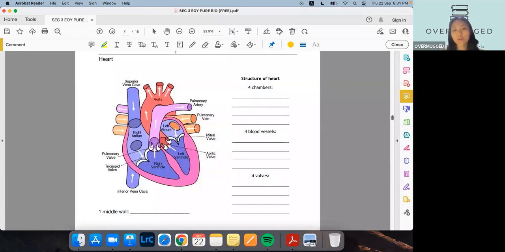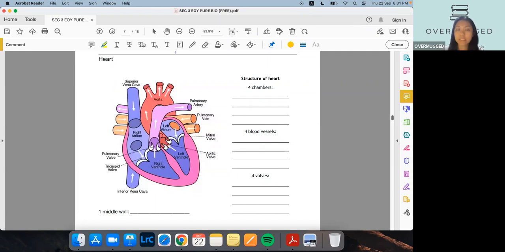And there are also two valves that are the semilunar valves. So these are the special valves, right? Remember we mentioned that veins have valves, but arteries don't. There are two exceptions. The arteries that are linked to the heart have a valve to prevent the backflow of blood back to the ventricle. So these are the semilunar valves, or you can call it the pulmonary valve for the one in the pulmonary artery, and then the aortic valve, the one in the aorta.